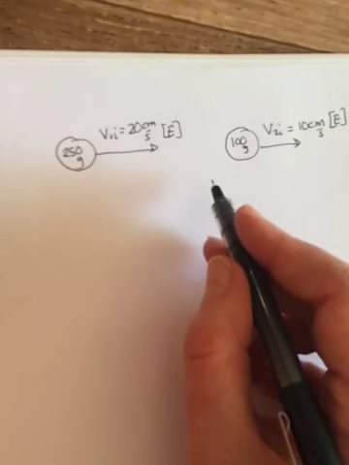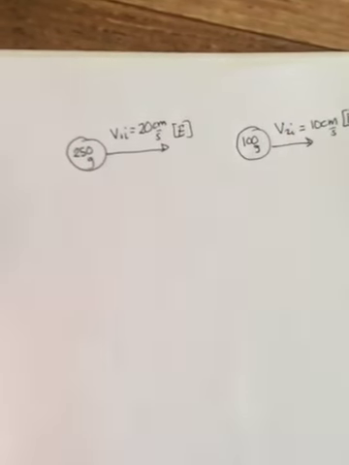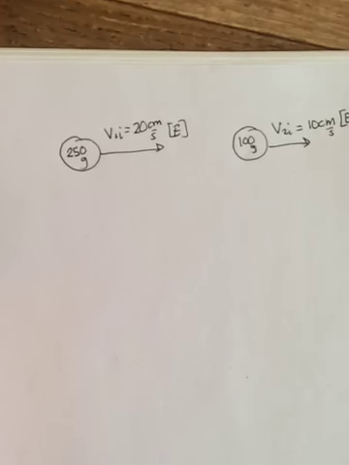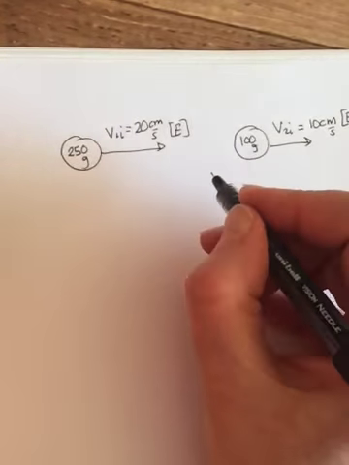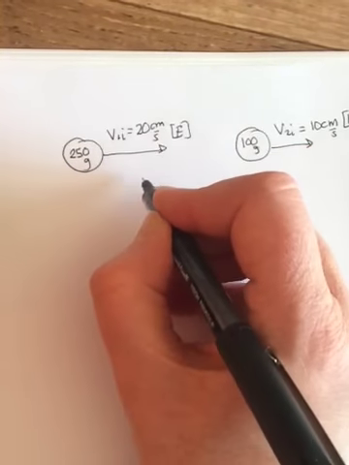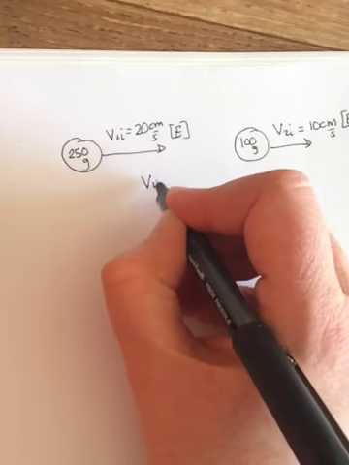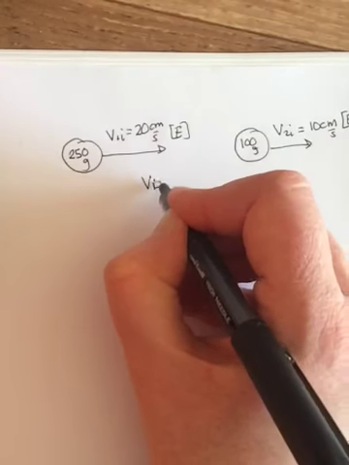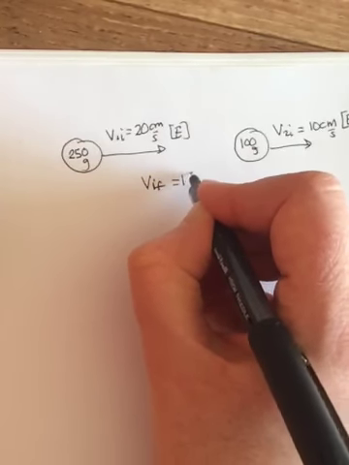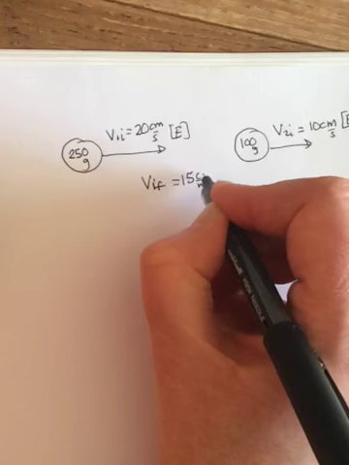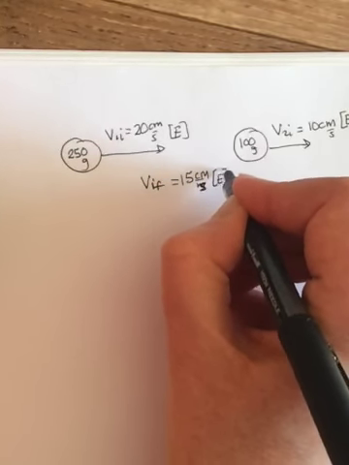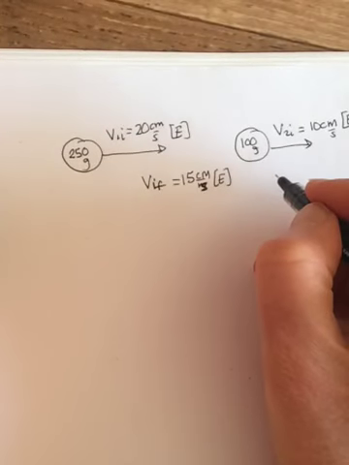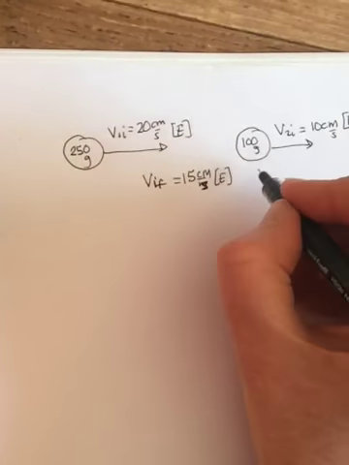And it says after the collision, the 250 gram ball, so this first one, has a velocity of 15 centimeters per second east. So after they collide, V1F is 15 centimeters per second east. And what is V2F?